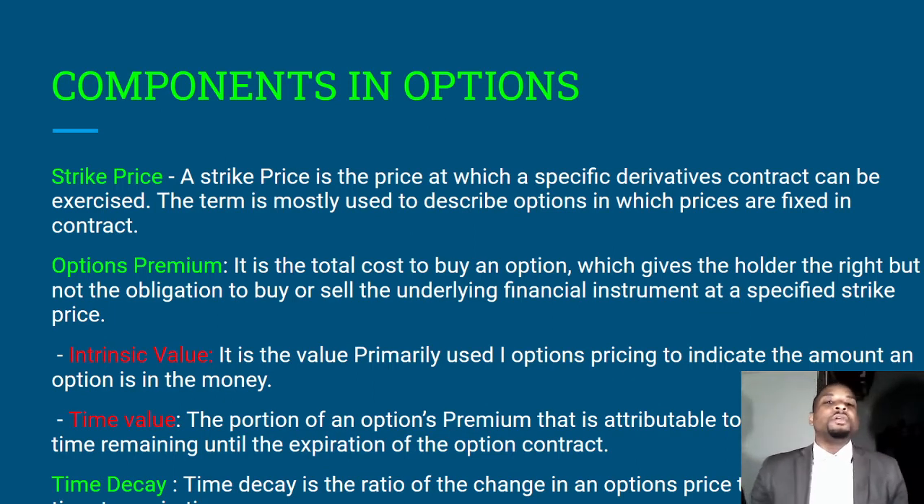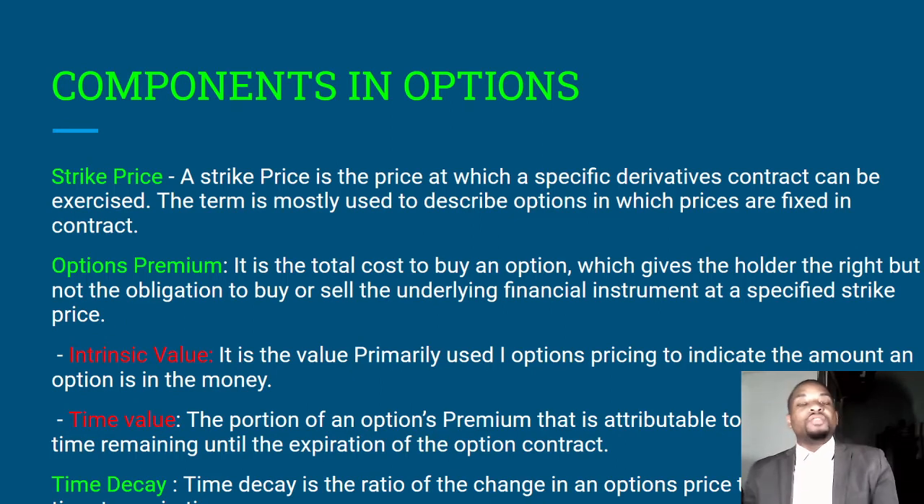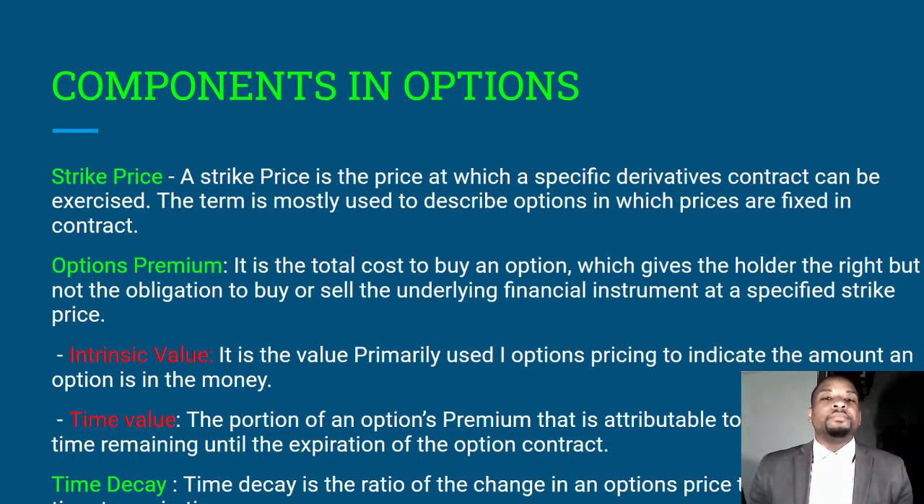Okay. Now, let's talk about time value. This is the portion of the option's premium that is attributed to the amount of time remaining until the expiration of the option contract. Time value, or it can be called extrinsic value. So, the longer you hold a contract towards its expiration date, the less valuable that contract becomes because of time value, and also because of the next point I was going to make, time decay.